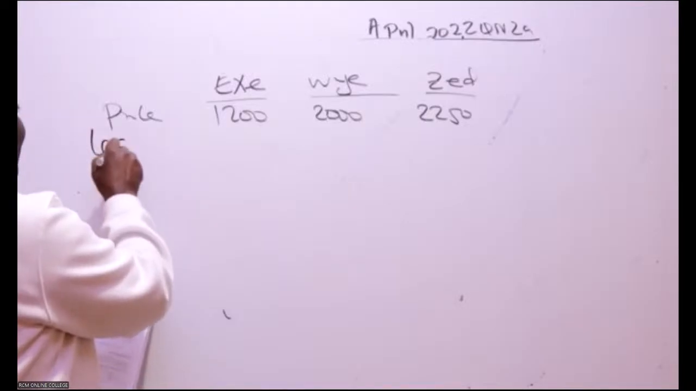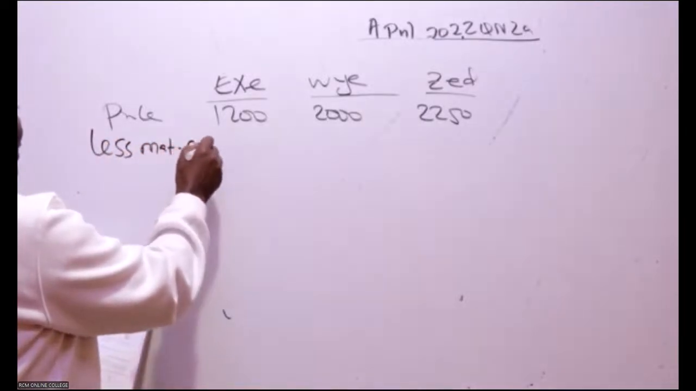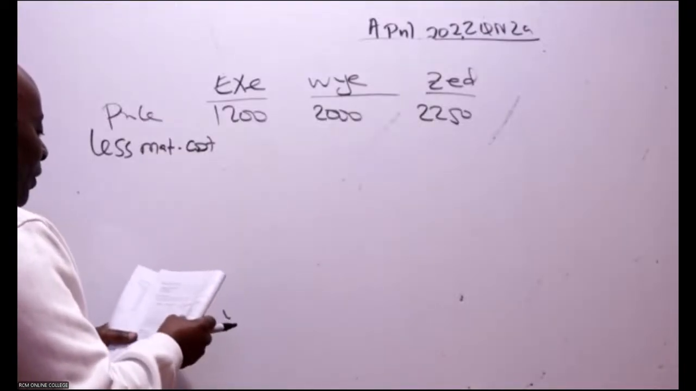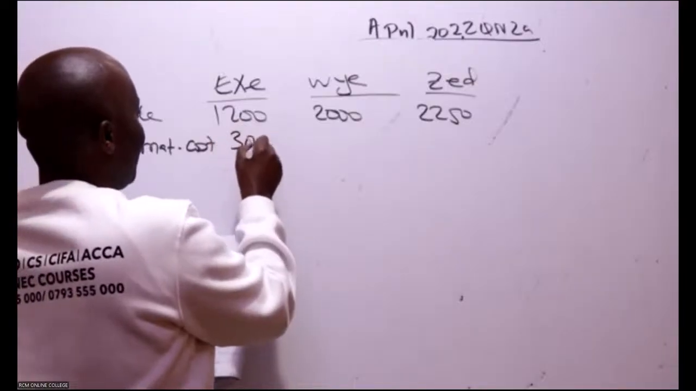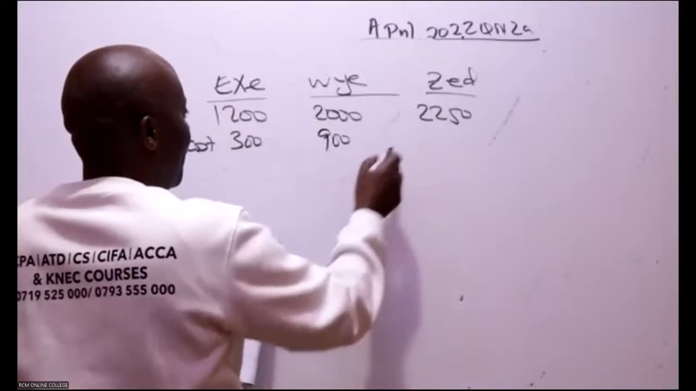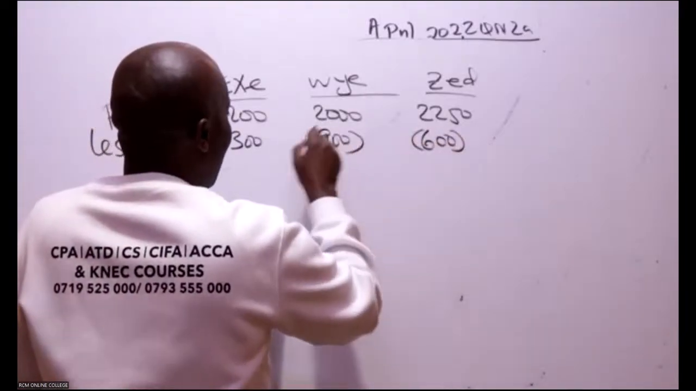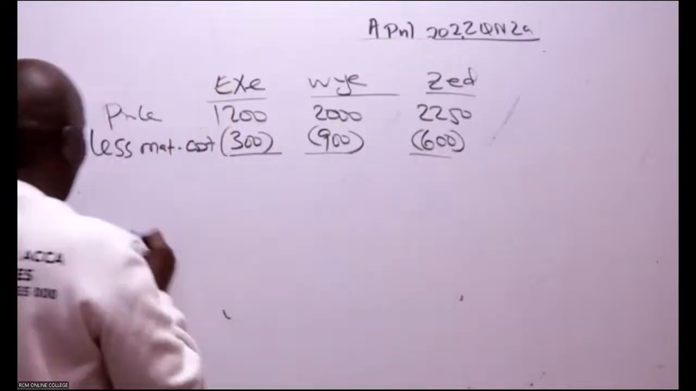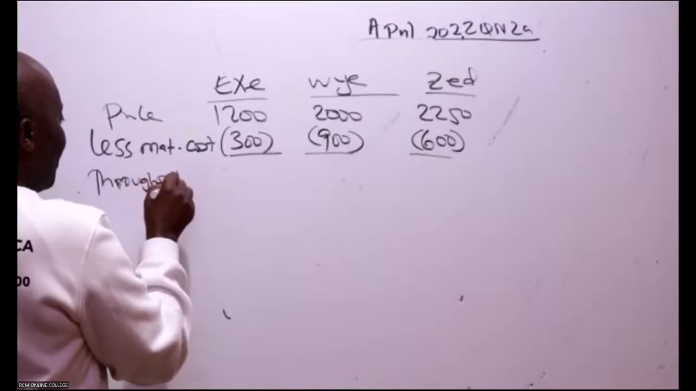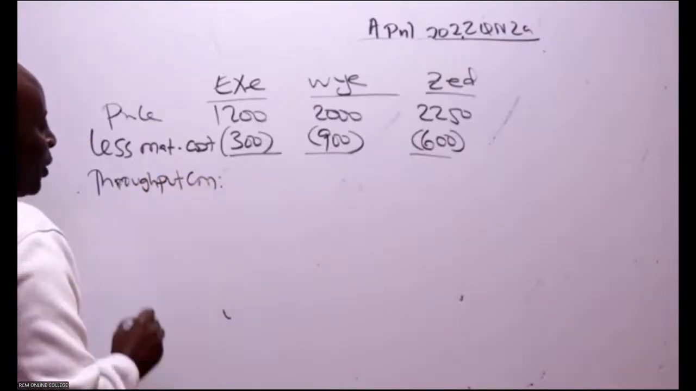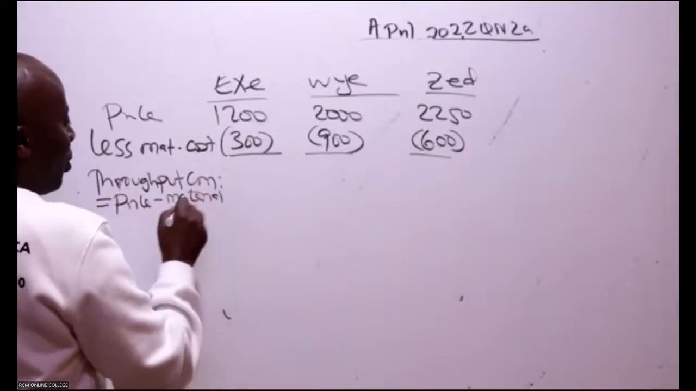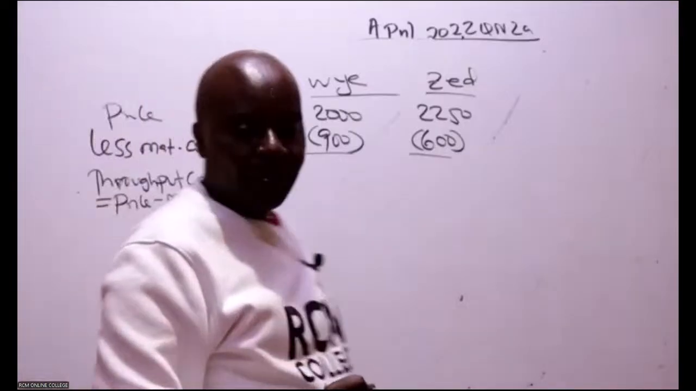So less material cost. Are you able to see material cost? Material cost, yes, 300. So we have 900. So we have 600. So subtract these ones only, and then we'll be able to get what we call throughput contribution margin. Because throughput contribution margin is price minus material cost.